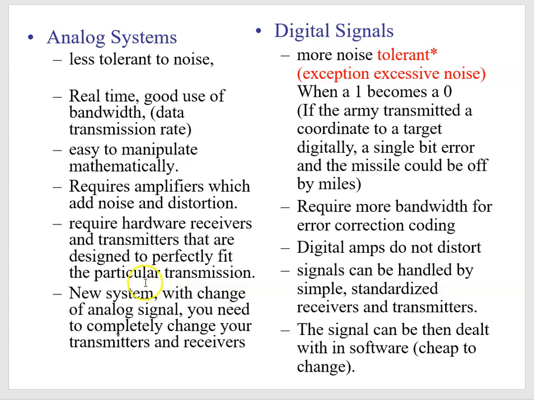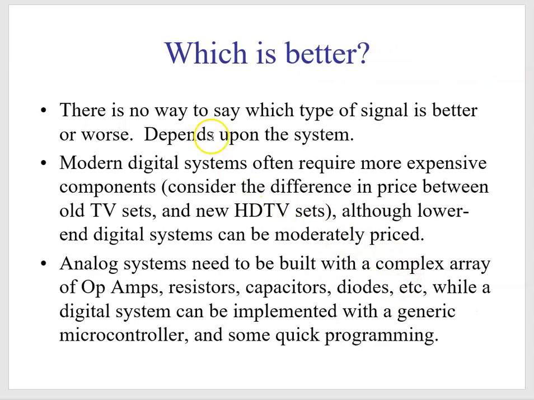It also requires receivers and transmitters that are designed specifically for that particular system. If you have a new system and change the analog signal, you need to completely change your transmitters and receivers. Whereas in a digital system, you can standardize your receivers and transmitters. And the digital amps also don't distort the signal, but you don't get as clean a signal. If you're into sound, the old analog amps using vacuum tubes sound much better than the newer digital amps that use transistors. But the key thing here is the signal can be dealt with in software, so that's cheap and easy to change, and we'll look at that also in this class.